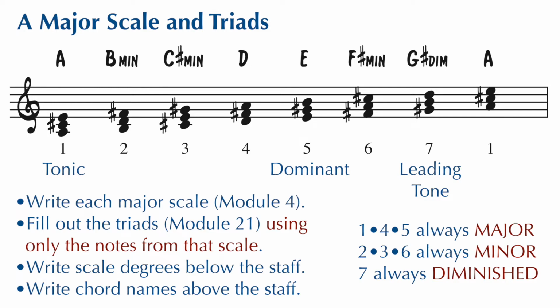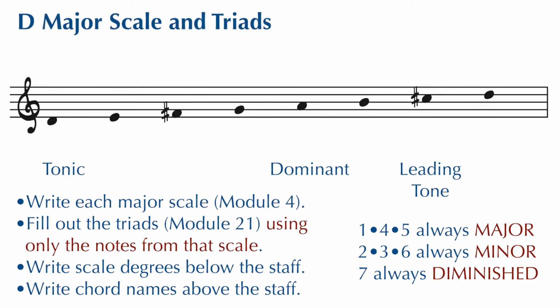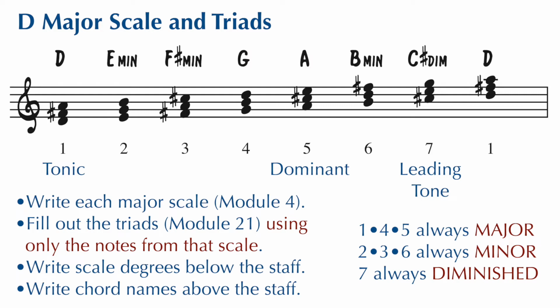Next, write in your D major scale. That'll be D, E, F sharp, G, A, B, C sharp, and D again. Next, write your triads. D major has F sharps and C sharps, so any F or C is going to be sharp. Write the scale degree numbers below, 1, 2, 3, 4, 5, 6, 7, and then 1 again when we reach the D at the end. And then we write the chord names above.